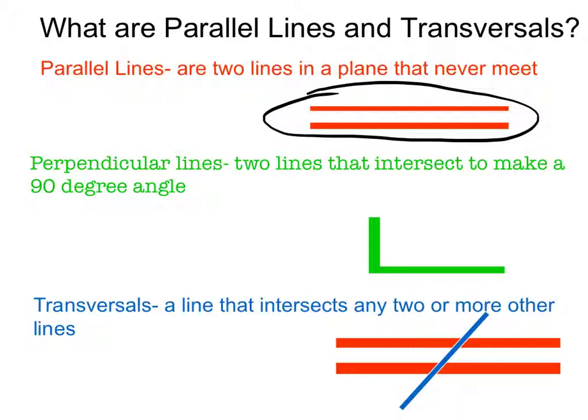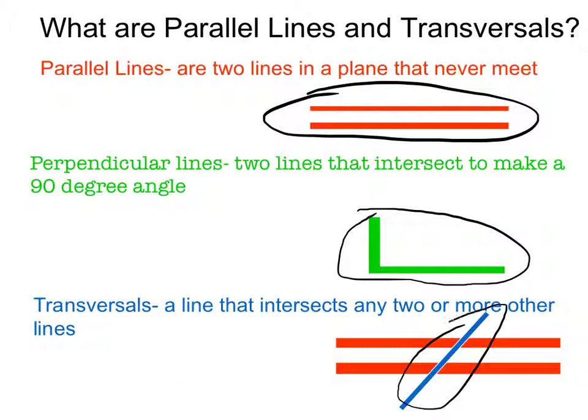Perpendicular lines are two lines that intersect to make a 90-degree angle. Here is an example of two lines that make a perpendicular angle. A transversal is a line that intersects any two or more other lines. Here is an example of a transversal line that intersects two parallel lines. Thus, the name parallel lines and transversals.